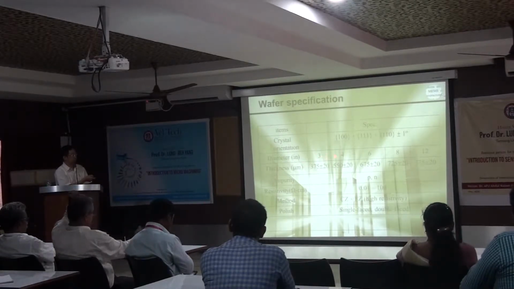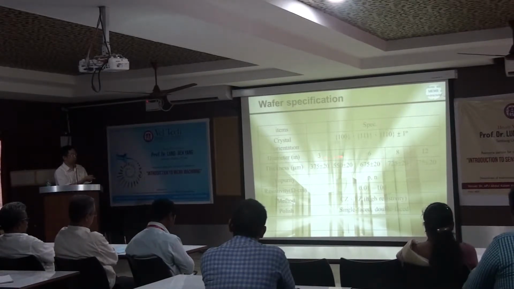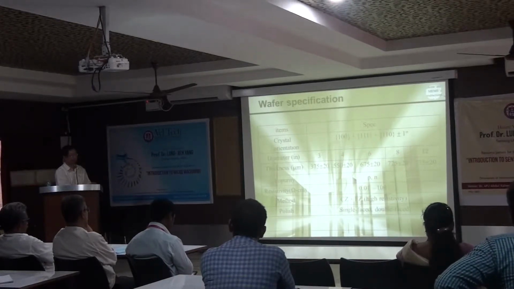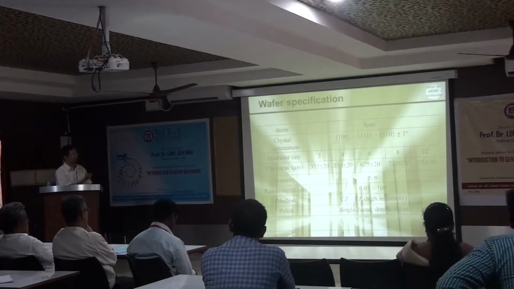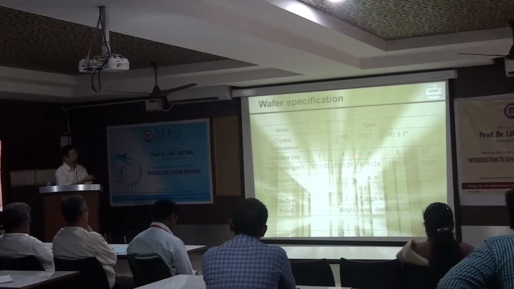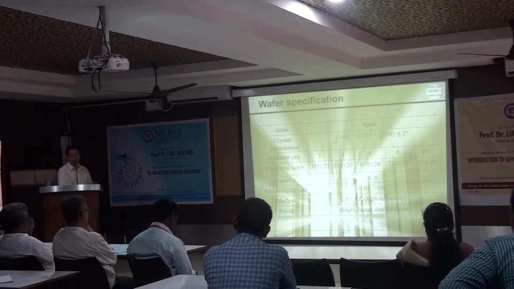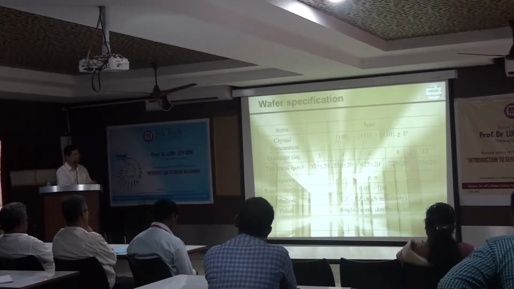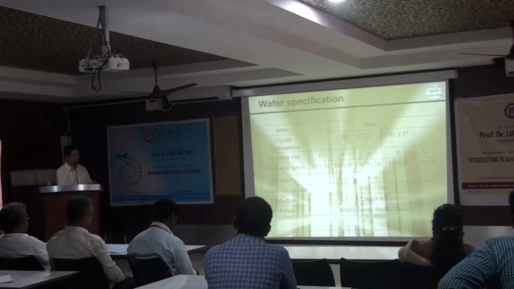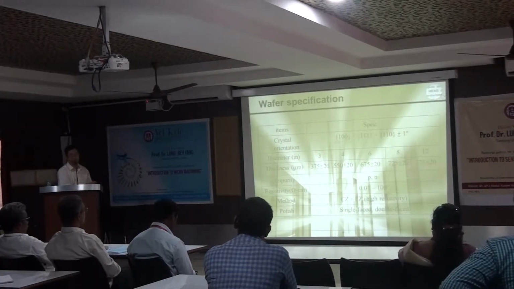Diameter from 3 inch. 3 inch is now very rare to find. So maybe it's 4, 6, 8, 12. Very hard to find 5 inch, very hard to find. So these are the standard sizes of wafer you can order. Thickness from about 500 micron to about 800 micron.